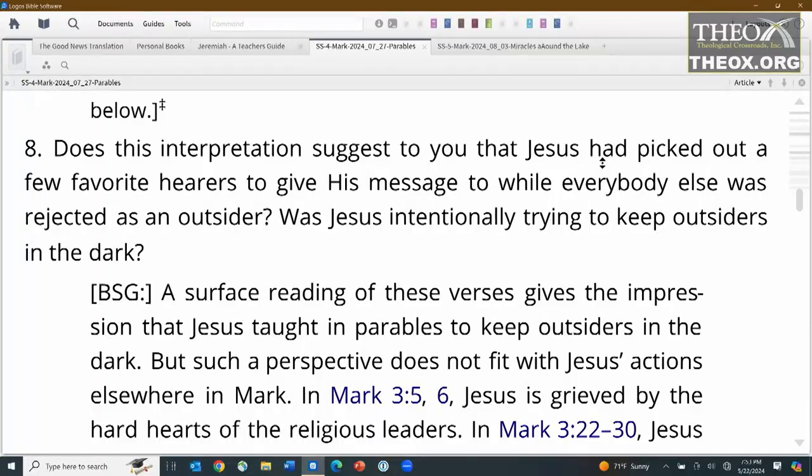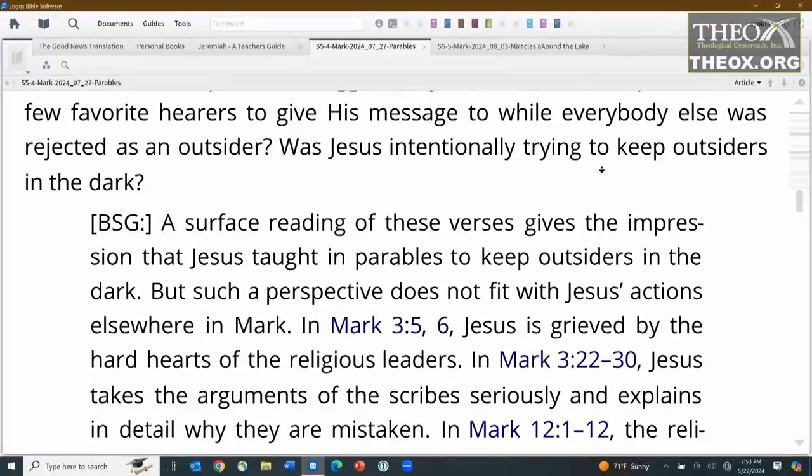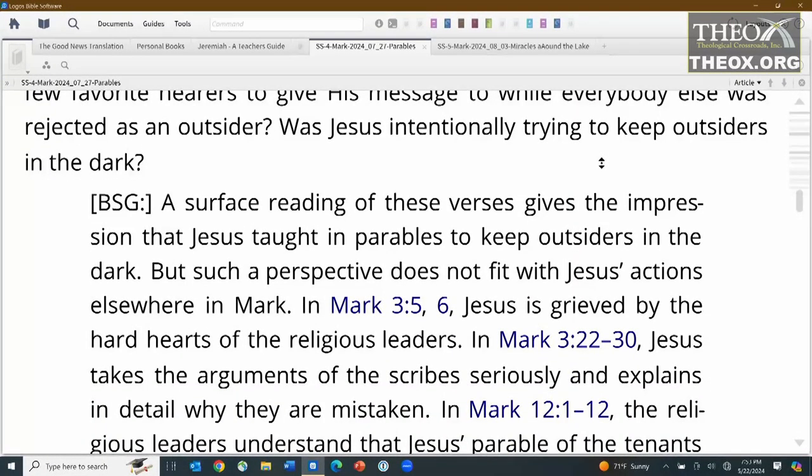Well, a surface reading, this is from our Bible study guide, a surface reading of these verses might give the impression that Jesus taught in parables to keep outsiders in the dark. But such a perspective does not fit with Jesus' actions elsewhere in Mark.